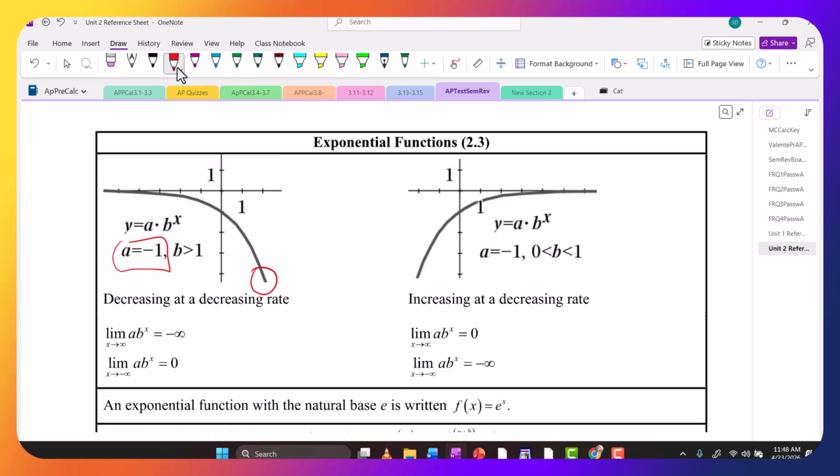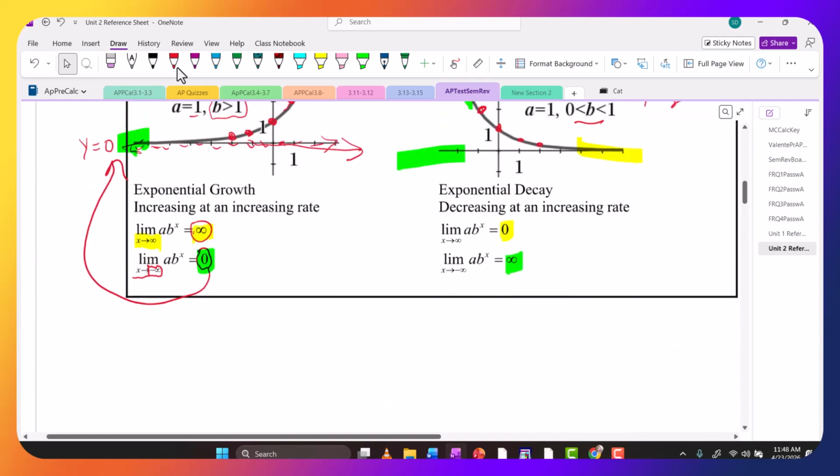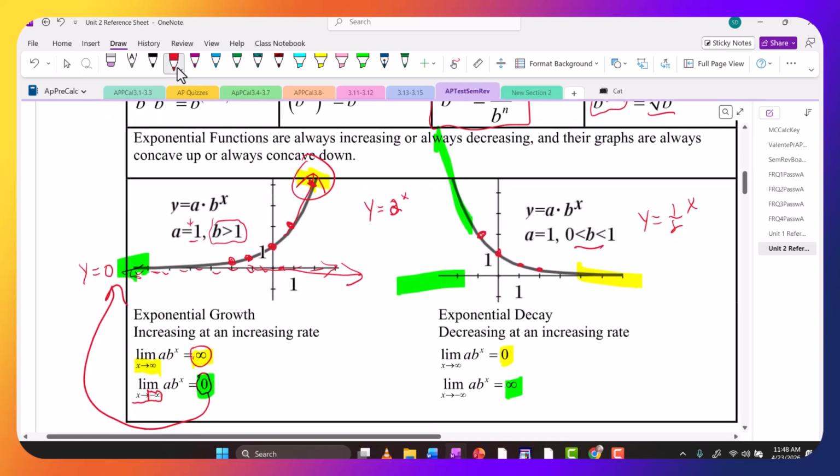So just to cover these limits, as I throw in a huge X, the Y goes to negative infinity. Got it circled right there. As I plug in a big negative X, you're getting to that 0 value for Y. And then if you have a fractional, look at this. I'm trying to slide this up. There we go. So this flipped over.